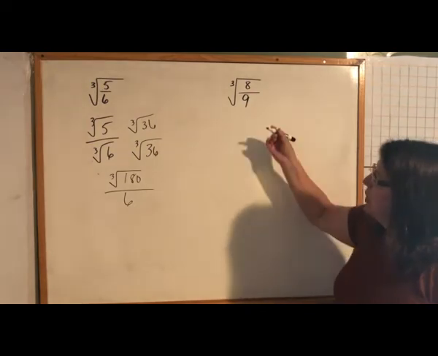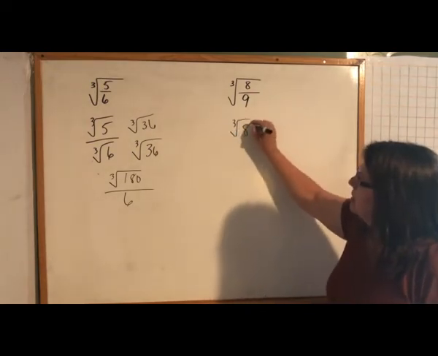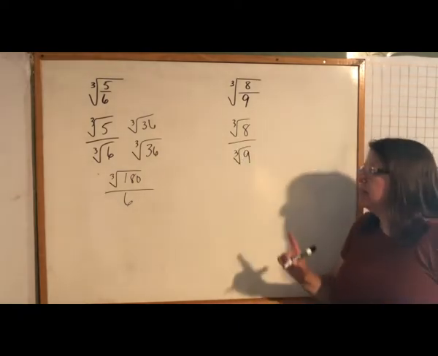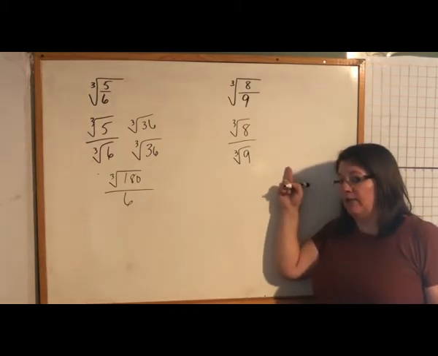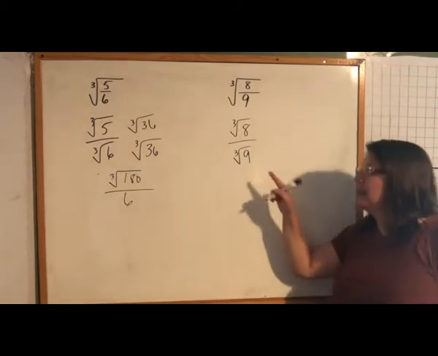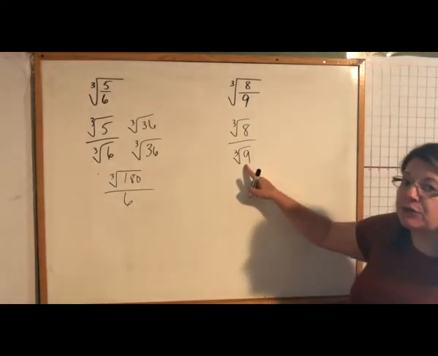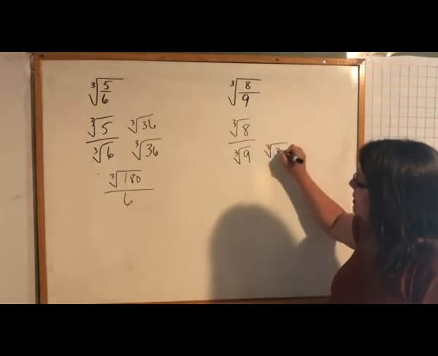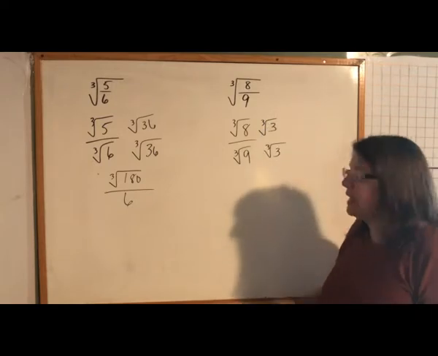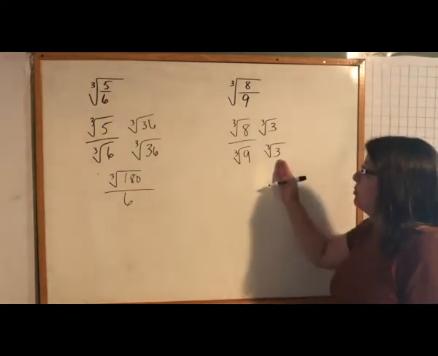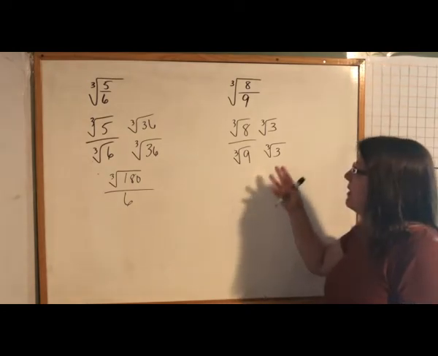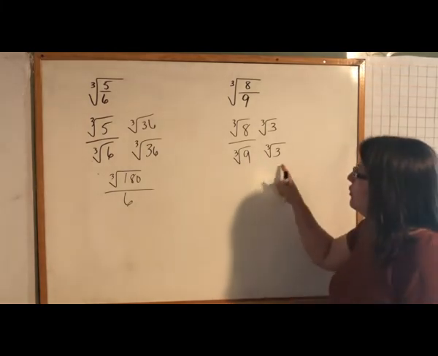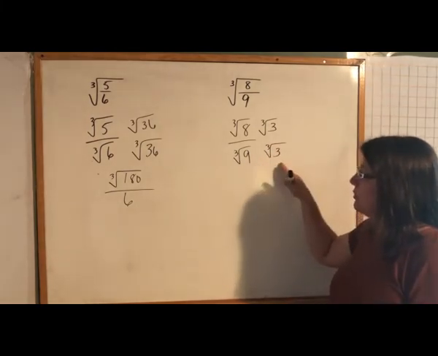For this one, I'm going to break it down first. I've got the cube root of 8 over the cube root of 9. Now, keep in mind, I could multiply this by the cube root of 81 if I wanted to have 2 more 9s, or I could think 9 is already 3 times 3. So I have 2 3s, I just need 1 more. So for this one, it's a little bit easier to just multiply by the cube root of 3 to get my 3 3s, instead of multiplying by the cube root of 81 to get 3 9s.